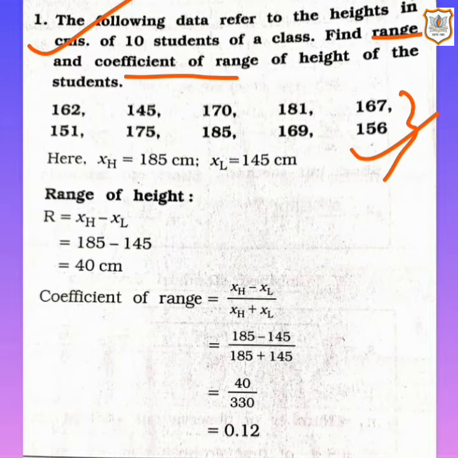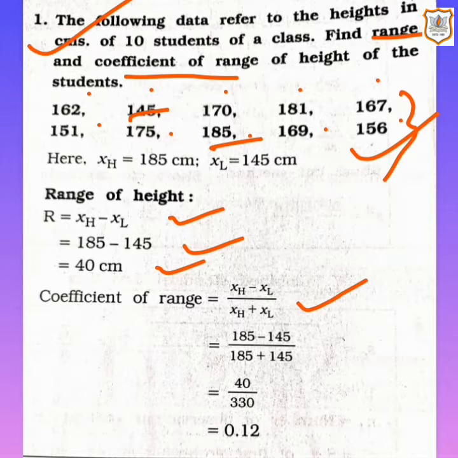Here the data is 162, 145, 170, 181, 167, 151, 175, 185, 169, 156. Here the highest observation is 185 and lowest observation is 145. So as per the formula R is equals to XH minus XL, it will be 185 minus 145 and that is 40 centimeter. So your range is 40 centimeter.